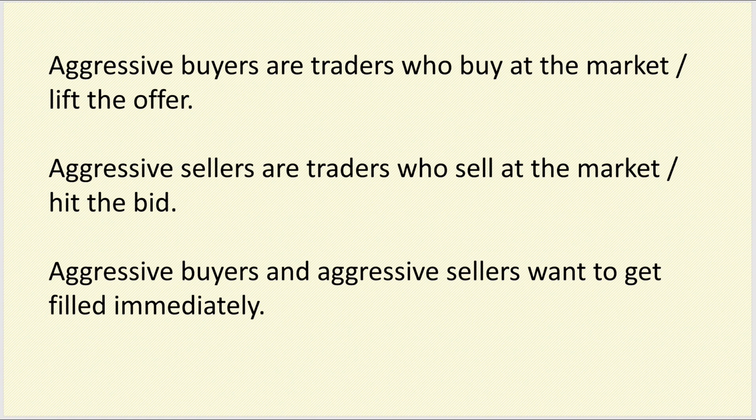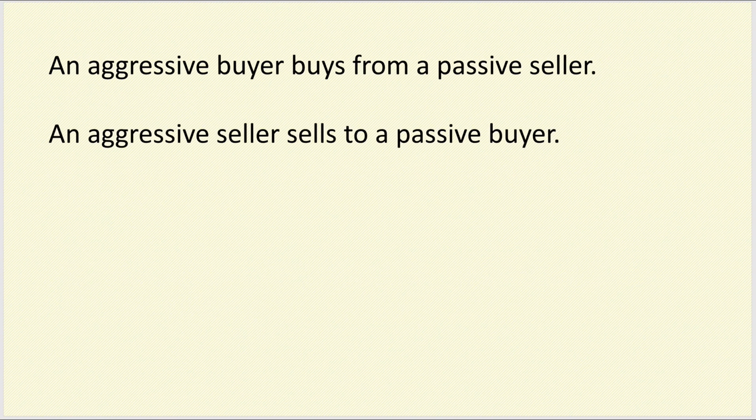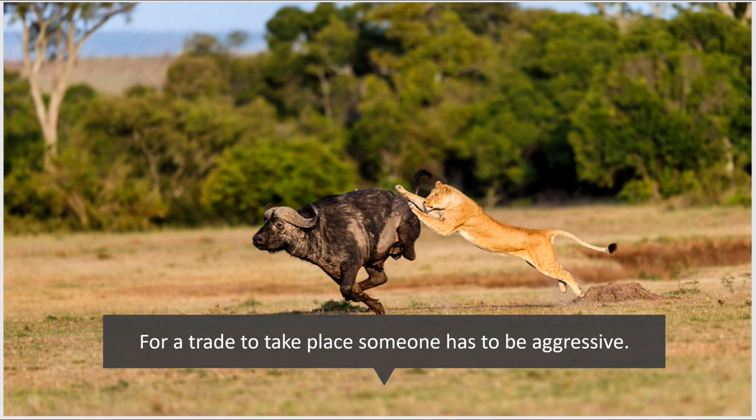Okay, and I said no trade is going to happen until one of the parties is aggressive, either the buyer or the seller, because what you have is going to have someone sitting on the bid, someone sitting on the offer. An aggressive buyer buys from a passive seller. An aggressive seller sells to a passive buyer. And remember, for a trade to take place, someone has to be aggressive. Okay, if the lion wants to eat, he's got to get aggressive. He's got to get up off his butt and go eat that carabao. He has to go and attack, right? And that's the same thing in trading. If a trader wants to get into the market, he's got to be aggressive. He's got to put on a trade. He's got to lift the offer or hit the bid.